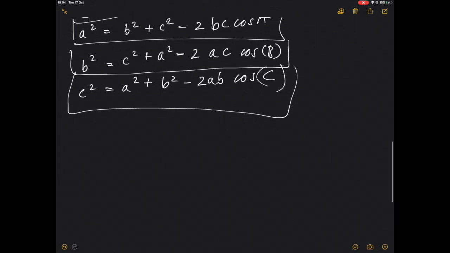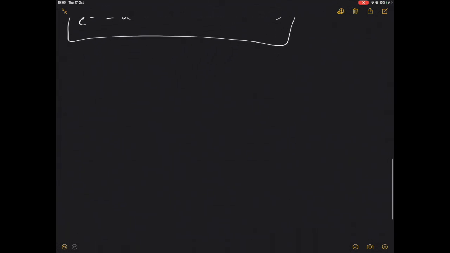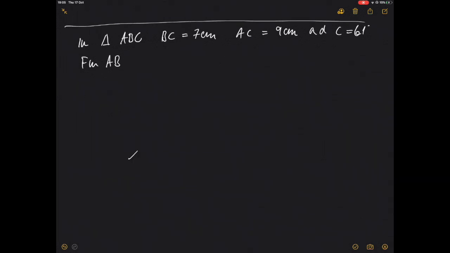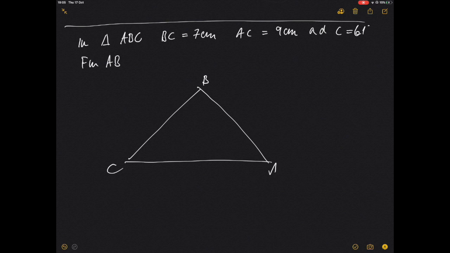Let's give this a try. So let's think of maybe an exam style question I might ask you. In triangle ABC, BC equals 7 centimeters, AC equals 9 centimeters, and C equals 61 degrees. And I might ask to find AB. So if we draw this triangle, we just draw any triangle as previous, and we can say that this is maybe C, this is B, this is A.